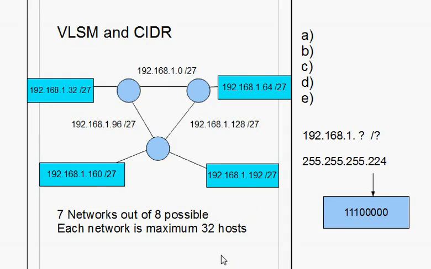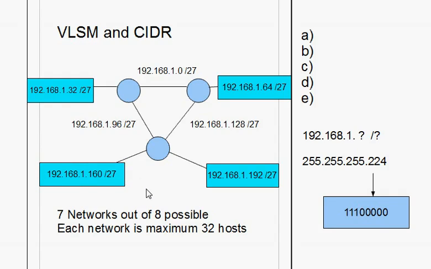But what if you need different size networks? What if you want this network to have 128 hosts? And then these networks in between the routers are just point-to-point links, directly connected from one router to the next. You only need 2 usable hosts on those networks. You don't need 32 host addresses. This network over here, let's say you want 32 hosts. This network, you also want 32 hosts. But this network over here, you've only got 10 computers, so you only need 16 hosts.